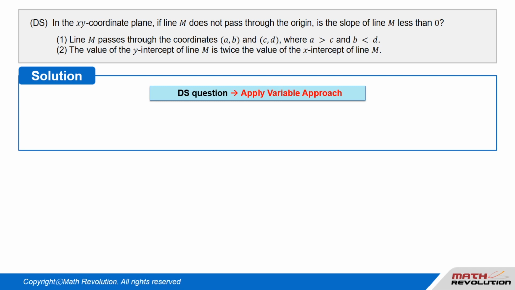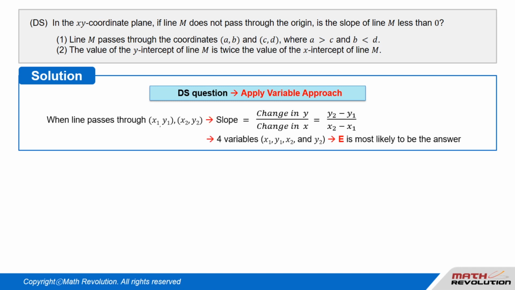Solution. Let's solve this DS question using the variable approach. When a line passes through (x1, y1) and (x2, y2), we use this formula to calculate its slope. Slope equals change in y over change in x, that equals y2 minus y1 over x2 minus x1. Since there are 4 variables, x1, y1, x2, and y2, E is most likely to be the answer.